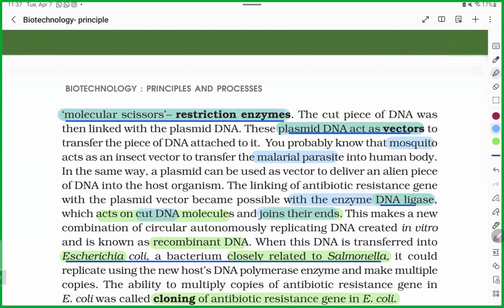And this makes a new combination of circular plasmid, which is produced in vitro. In vitro means it was produced in the lab, and this is known as recombinant DNA. Correct? When this DNA is transferred into E. coli, the nature of E. coli and Salmonella is exactly the same. They belong to the same family. Both are gram-negative bacteria, so they're very close to each other.